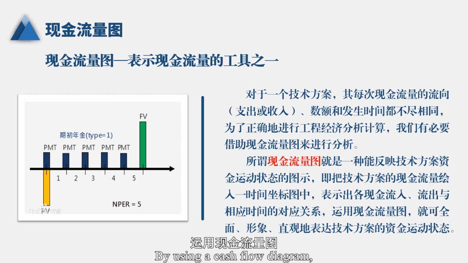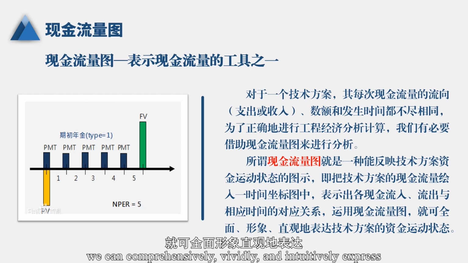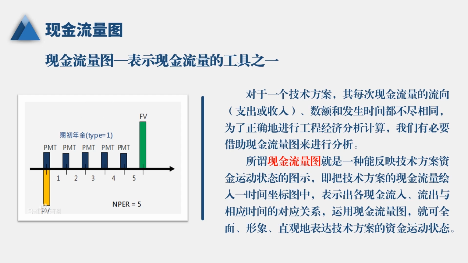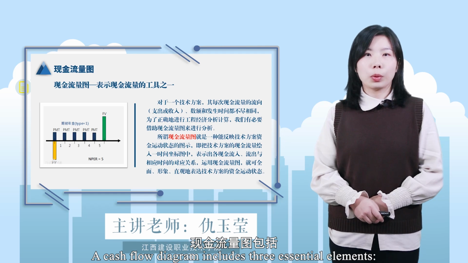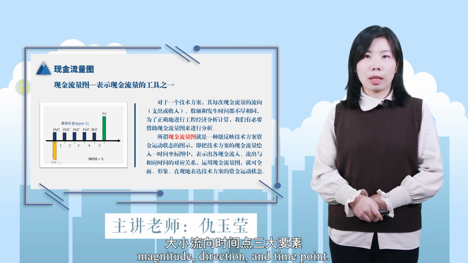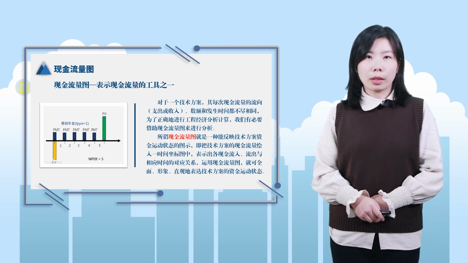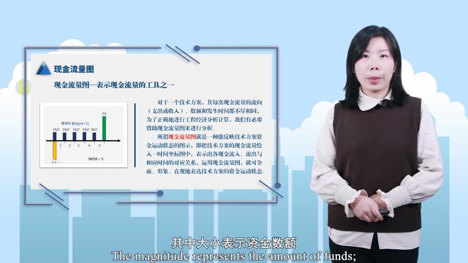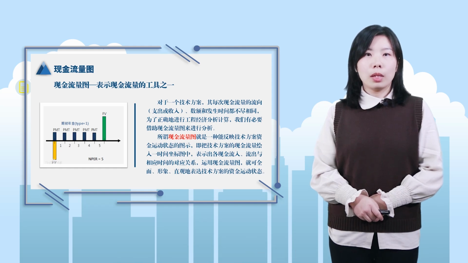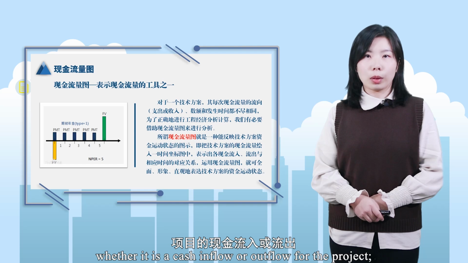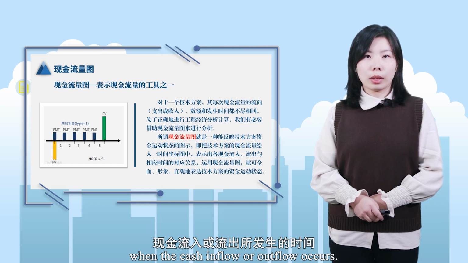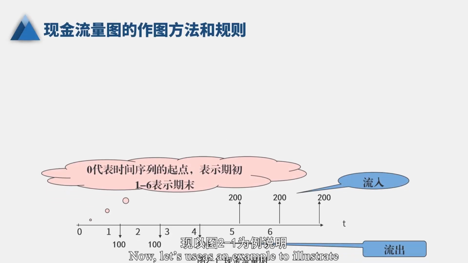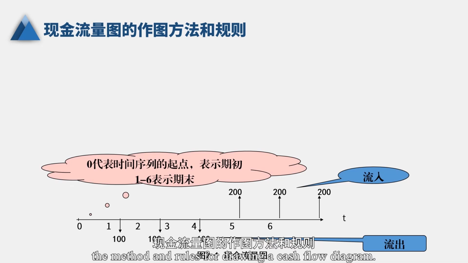By using a cash flow diagram, we can comprehensively, vividly, and intuitively express the financial movement status of the technical plan. A cash flow diagram includes three essential elements: magnitude, direction, and time point. The magnitude represents the amount of funds. The direction indicates whether it is a cash inflow or outflow for the project. And the time point indicates when the cash inflow or outflow occurs. Now, let's use an example to illustrate the method and rules for drawing a cash flow diagram.